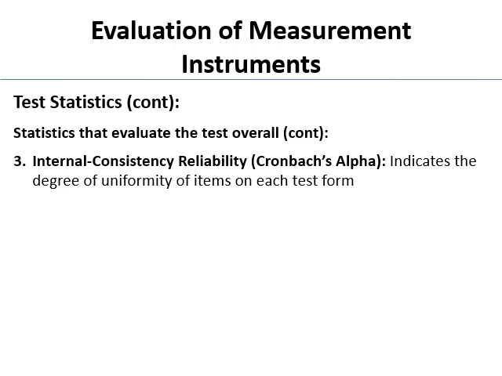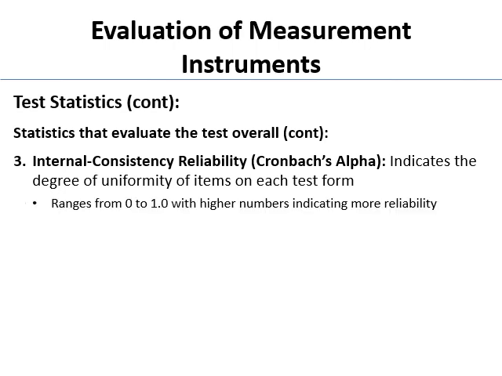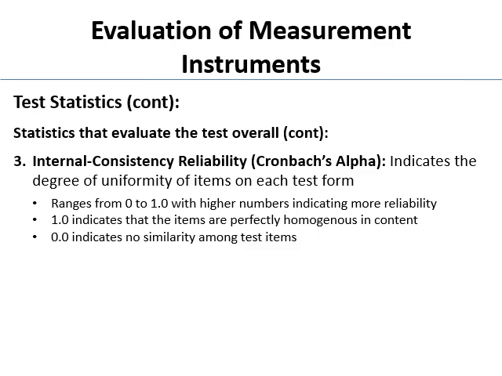Remember, this is that all possible split halves. It's the average correlation of all possible split halves of a test. So it's on average how much performance on one half of the test correlates with performance on the other half. It is a positive correlation, so it ranges from 0 to 1. Higher numbers indicate higher reliability. 1 is that you've got perfect homogeneity among your content. The score that they get on one half of the test is always exactly what they get on the other half.